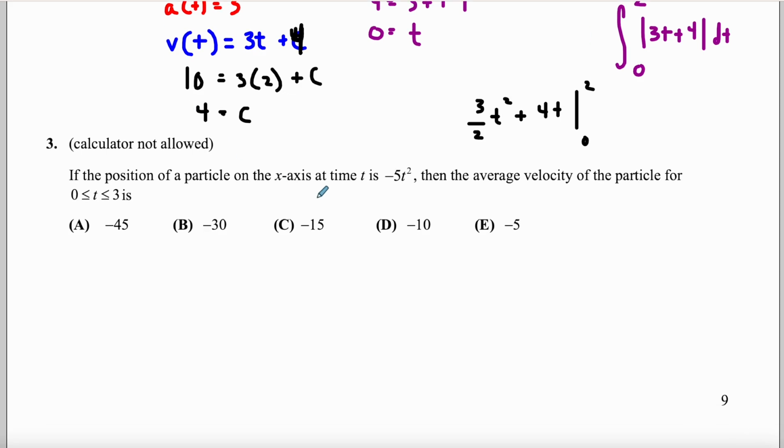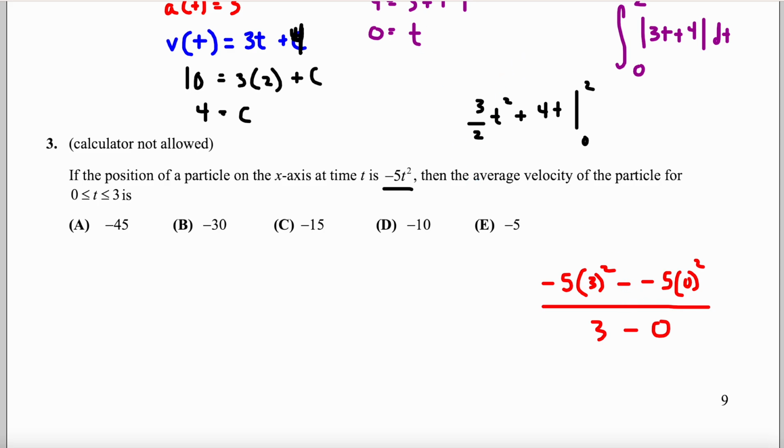Number 3, it tells me I have a position function of negative 5t squared. It wants the average velocity from 0 to 3. Now what we used to do first try is plug in 3 to the position function and then plug in 0 to the position function. This would give us 2 outputs, 2 rises, 2 y values, and then I would take my x's. Old school slope. This is how we did it first try.